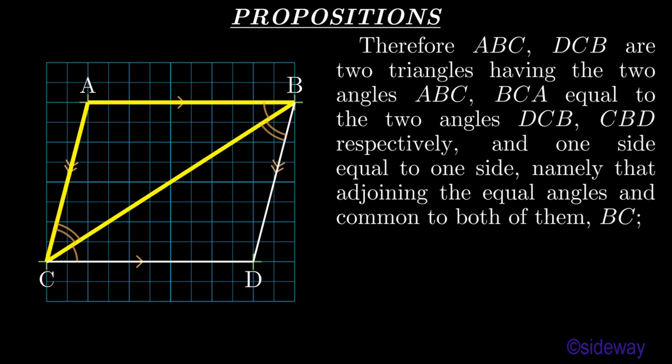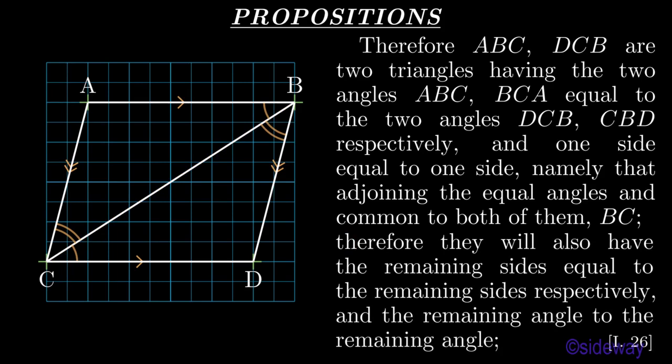Therefore, ABC, DCB are two triangles having the two angles ABC, BCA equal to the two angles DCB, CBD respectively, and one side equal to one side, namely, that adjoining the equal angles, and common to both of them, BC. Therefore, they will also have the remaining sides equal to the remaining sides respectively, and the remaining angle to the remaining angle, by Book 1, Proposition 26.